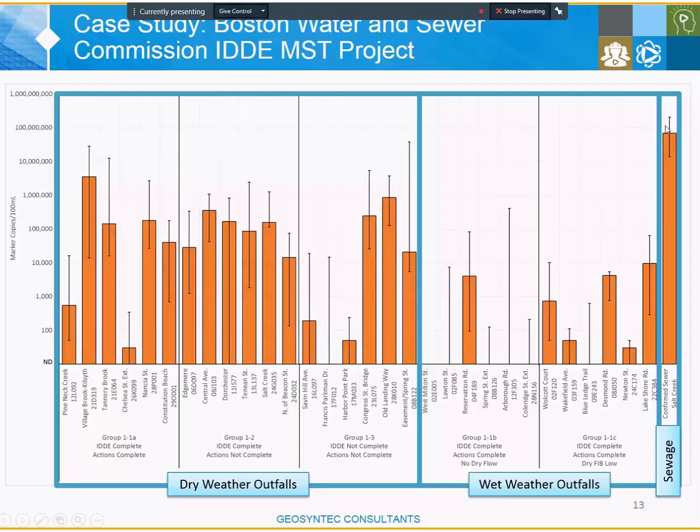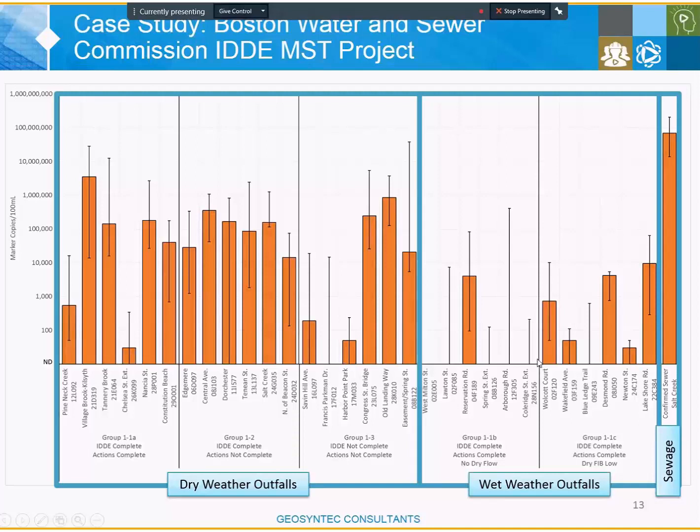By comparison, sewage is shown over here on the right. Sewage is about 10 to the 8th of HF183. So we're talking about concentrations up to 1% sewage over here. This is where IDDE and corrective actions are complete. So that's not good. Then where IDDE is complete, but the corrective actions are not complete, we're still finding across the board sewage being conveyed in the MS4, and where actions were not complete and IDDE is still ongoing, which is where you would expect the human marker concentrations to be highest, they ran the full gamut.